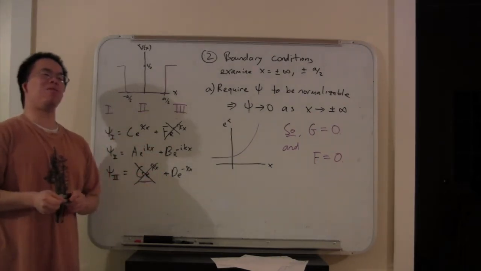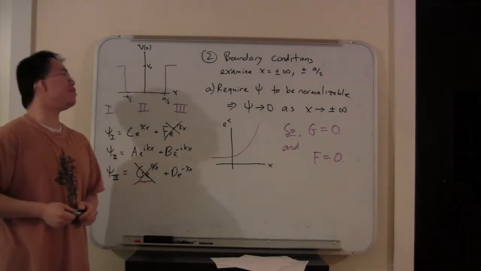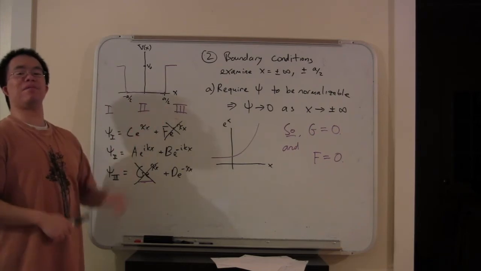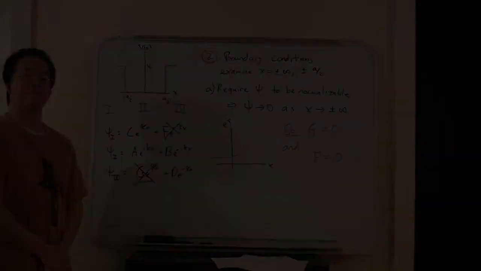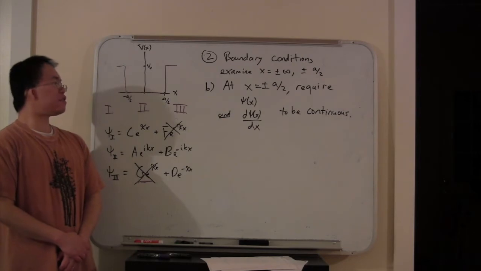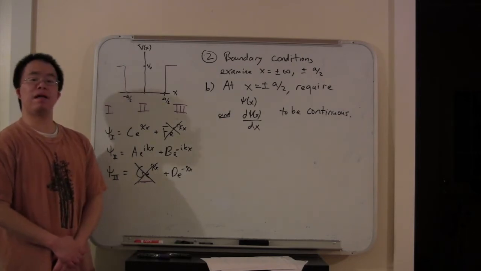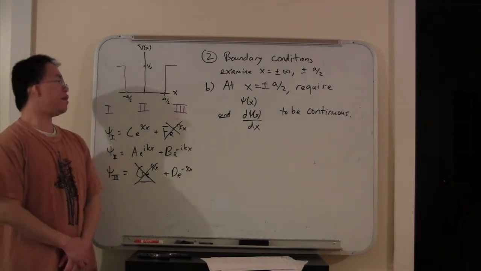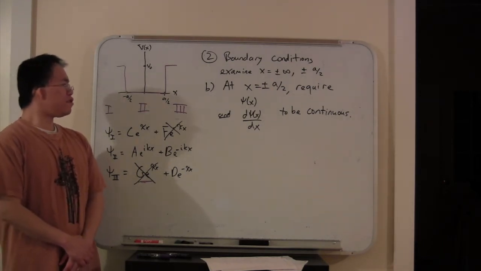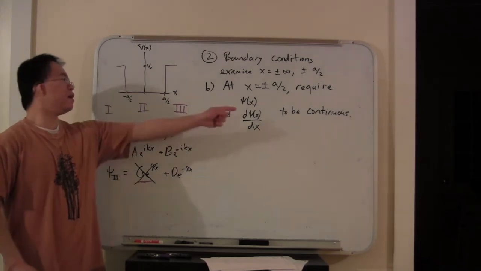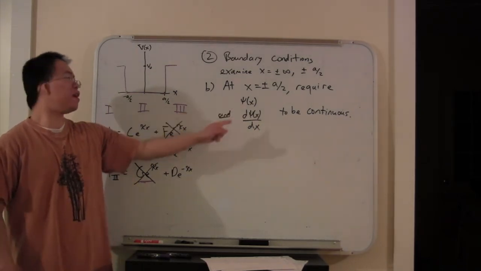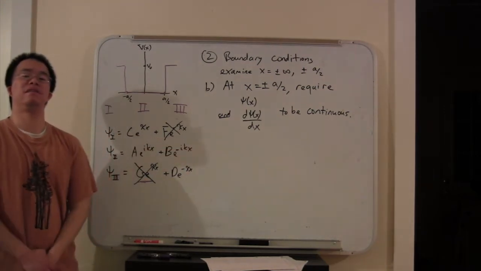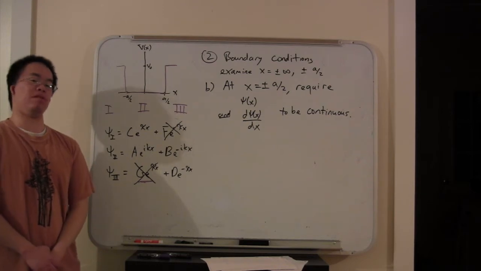But we're going to need some other ideas, namely what's going on at minus a over 2 and plus a over 2. So the boundary conditions we're going to have to apply at plus or minus a over 2, that is the edges of the well, take the following form. It turns out that we need to require that the wave function psi of x, as well as its first derivative d psi dx, be continuous at those 2 points.